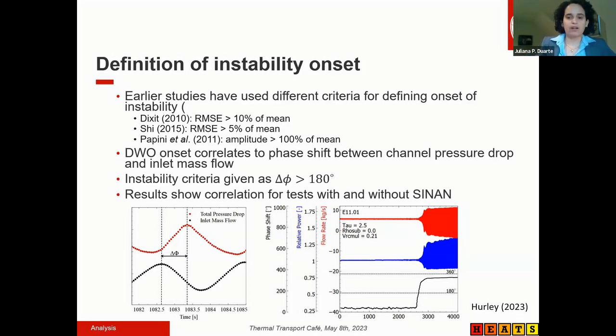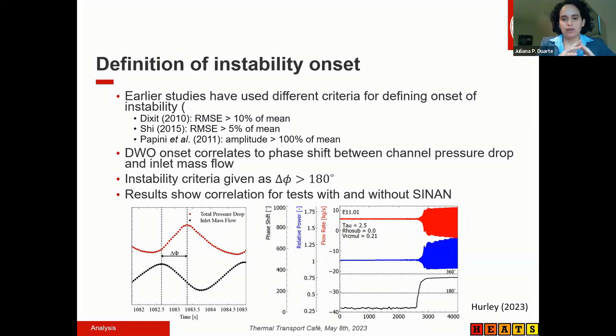But this is not very clear in our experiment. Sometimes you can have very stable mass flow oscillations that are not necessarily characteristic of a density wave oscillation, or the instability that we are looking for. And if you look to the literature, the definition of this onset of instability is very unclear. Some examples here: one author put 10% of the mean of the mass flow, another put 5%, and even 100% of the amplitude of the mean of the mass flow rates.